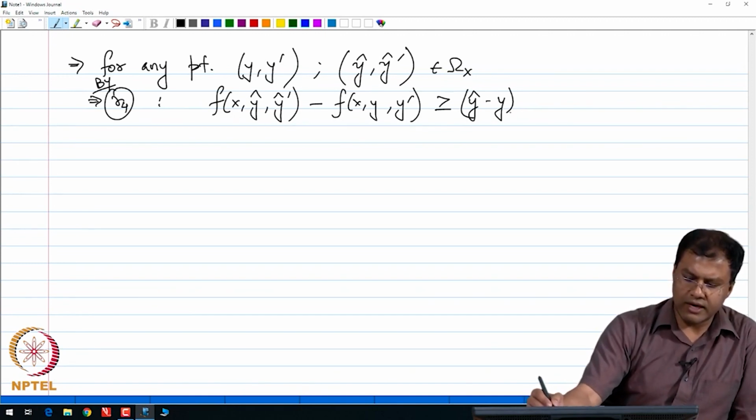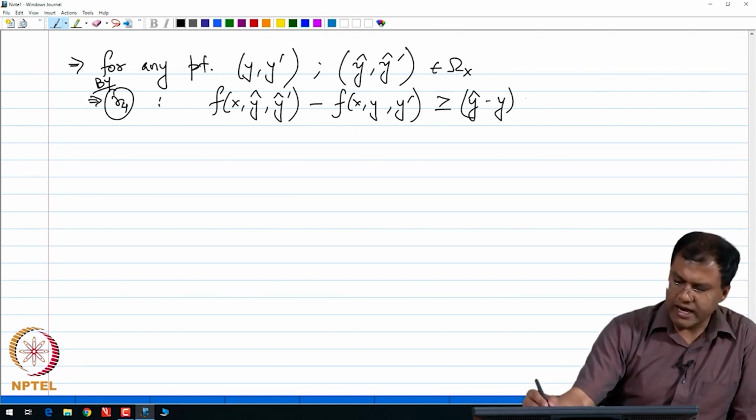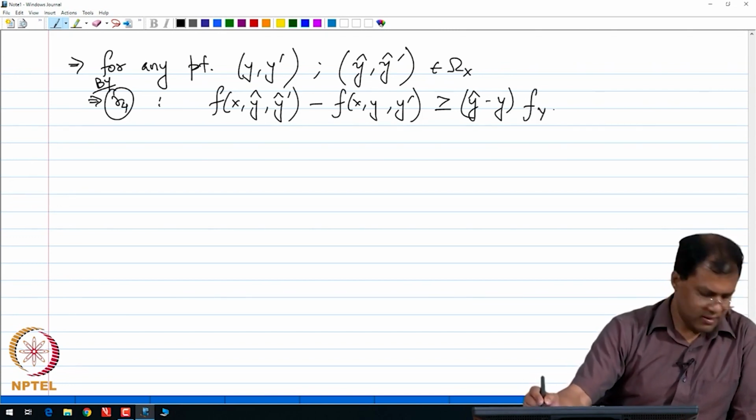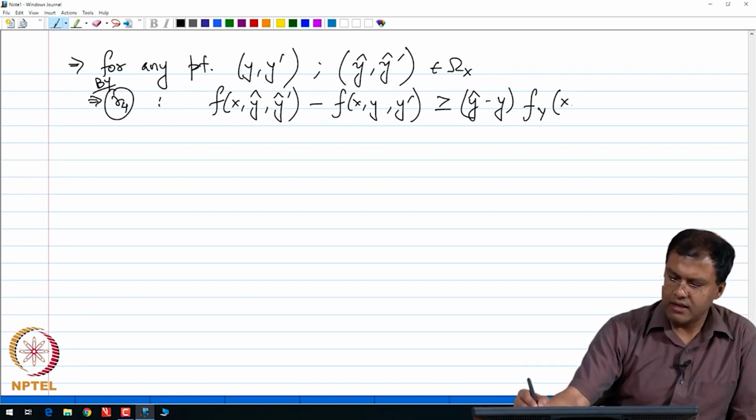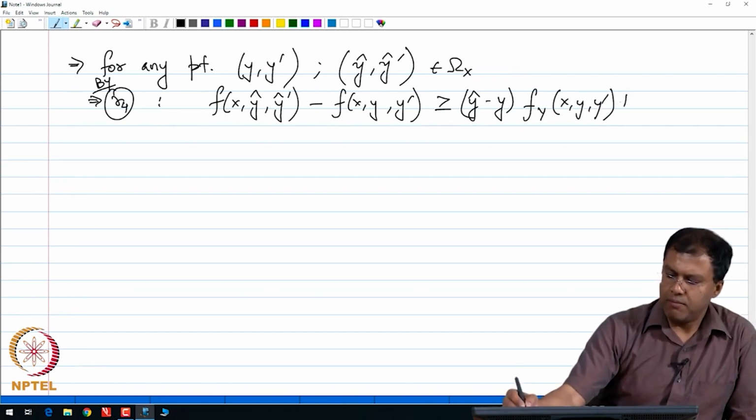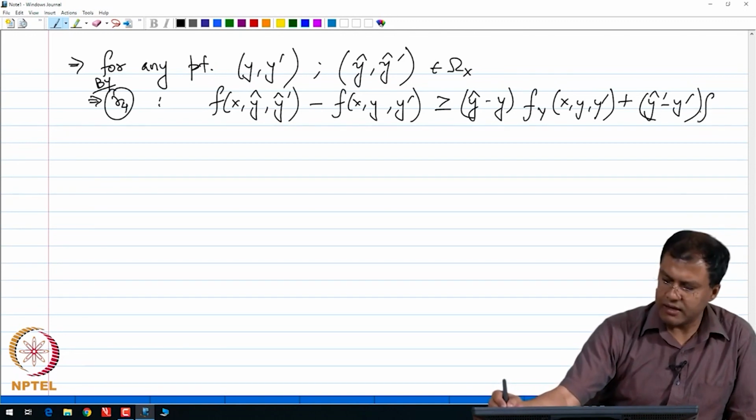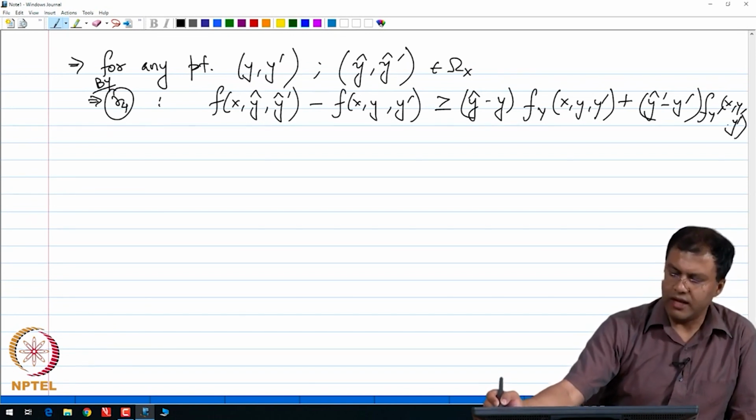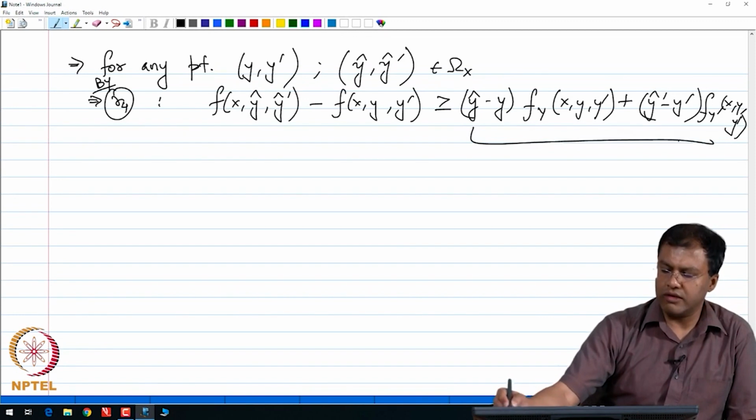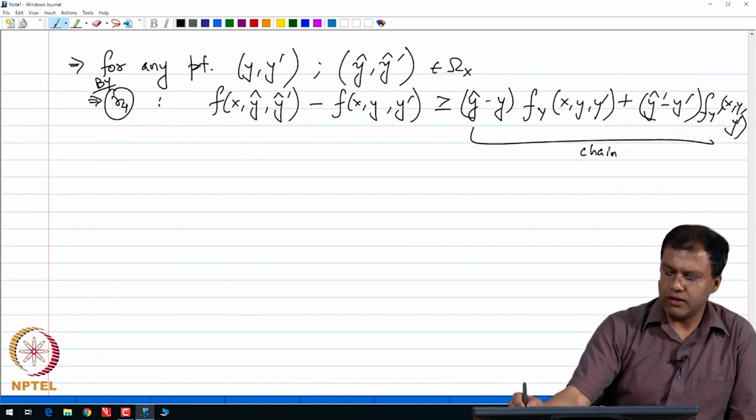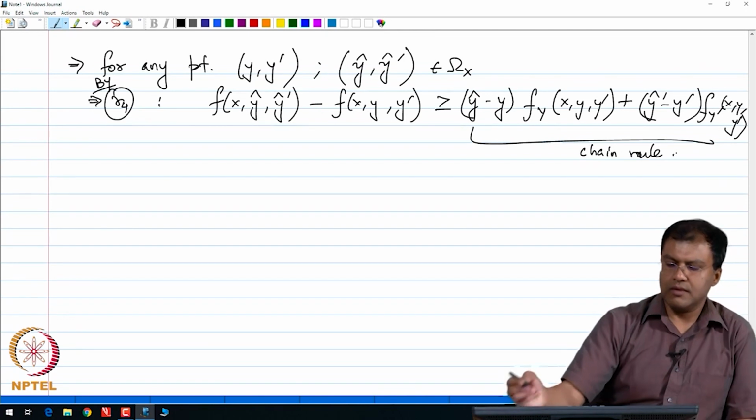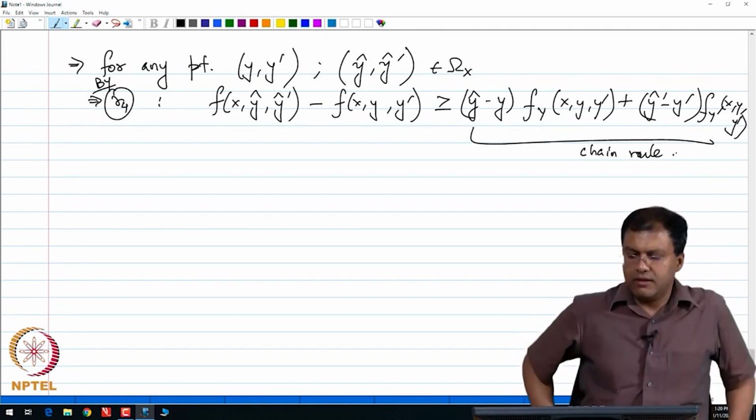So where one of them is z 1, the other one is z 2, y hat times the gradient of f with respect to y plus y hat prime minus y prime times the gradient of f with respect to y prime. Okay. So essentially I have used the chain rule. So this result follows from the chain rule. Okay. So that is the gradient.